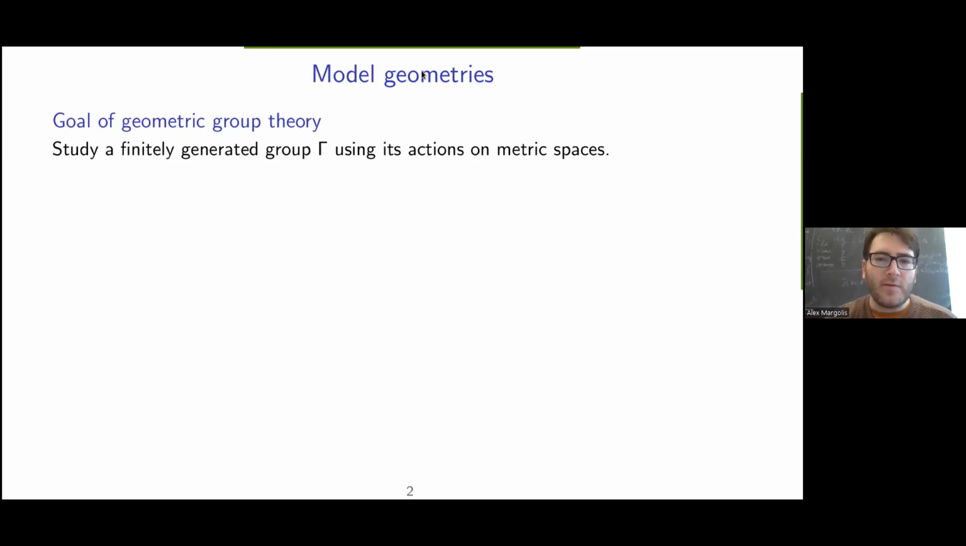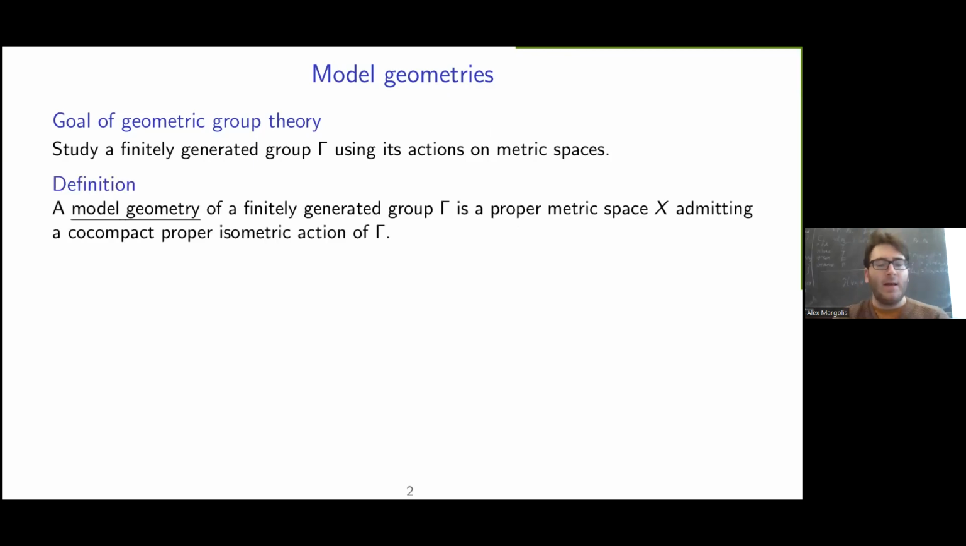So the goal of geometric group theory, hopefully this shouldn't be too controversial, is that we want to study a finitely generated group gamma using its actions on metric spaces. And we want to deduce algebraic properties about the group gamma from geometric properties of spaces on which it acts. And every group acts trivially on every metric space, so we need to put some assumptions in order to make any progress. And we have the following definition.